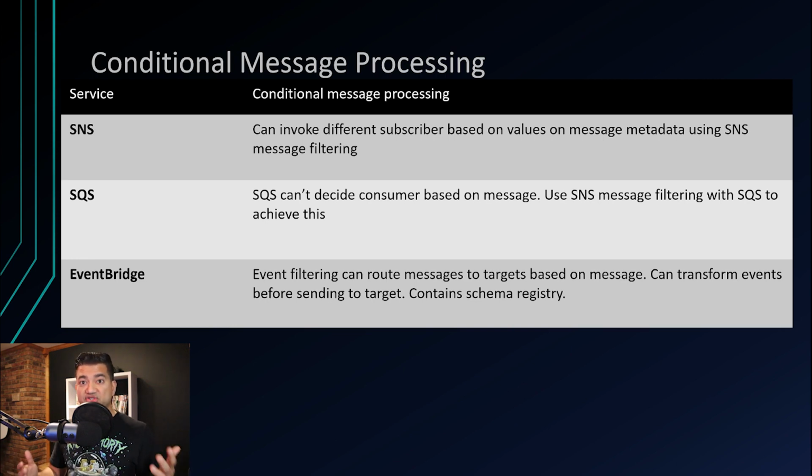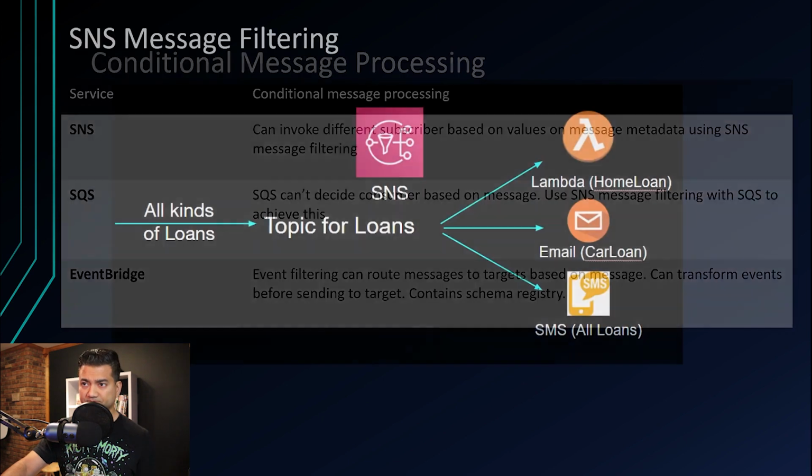Now, EventBridge, this is EventBridge's superpower. Event filtering can route messages to targets based on the message. You can even transform events, like you can transform the message before sending it to the target. When I say events, that means basically the message that's in the event bus. And it can also contain a schema registry. So let me dive deep into this because I'm sure some of you did not get this part.